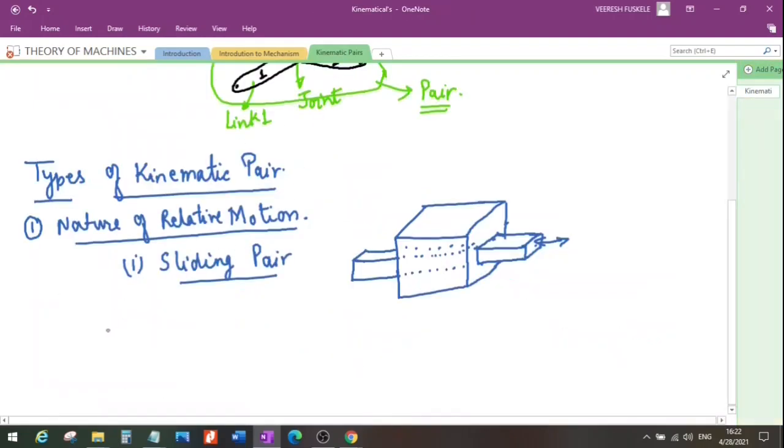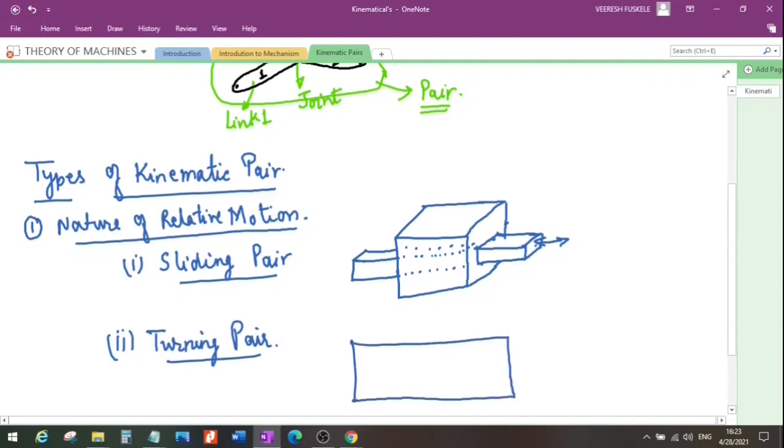The next pair which we will be talking about is the turning pair or a revolute pair. A revolute pair or turning pair basically permits only relative rotation between the two links, or the turning motion between the two links. So suppose there is a cylinder with a cylindrical hole, and there is a shaft which is actually penetrated inside that cylindrical hole. So this shaft basically can rotate inside the cylindrical hole of the cylinder.